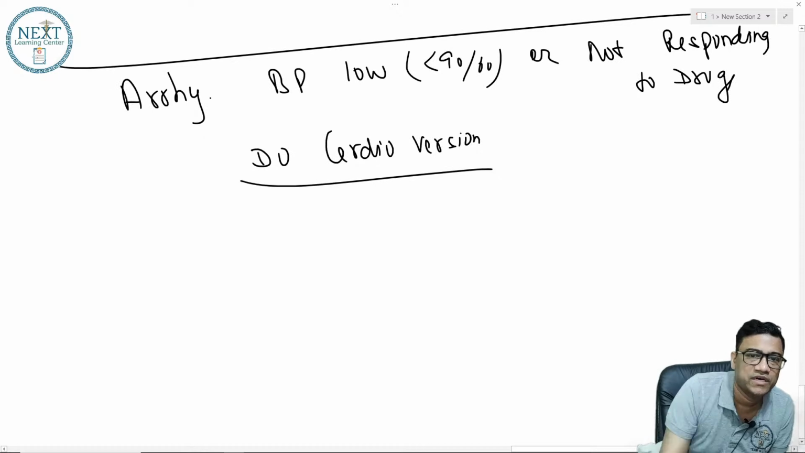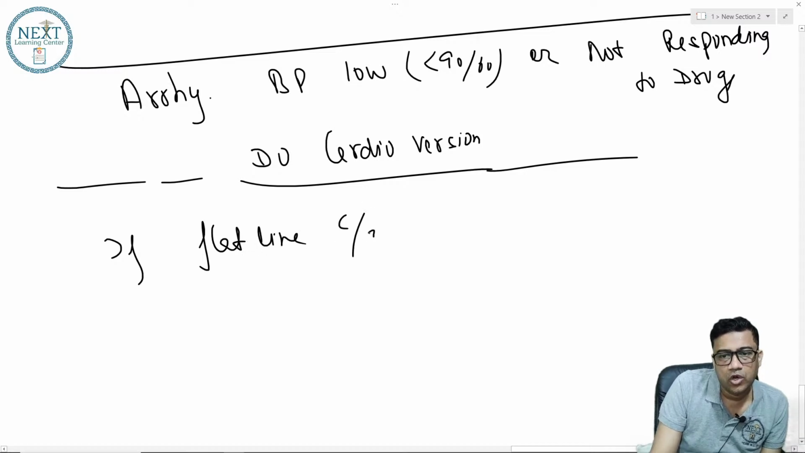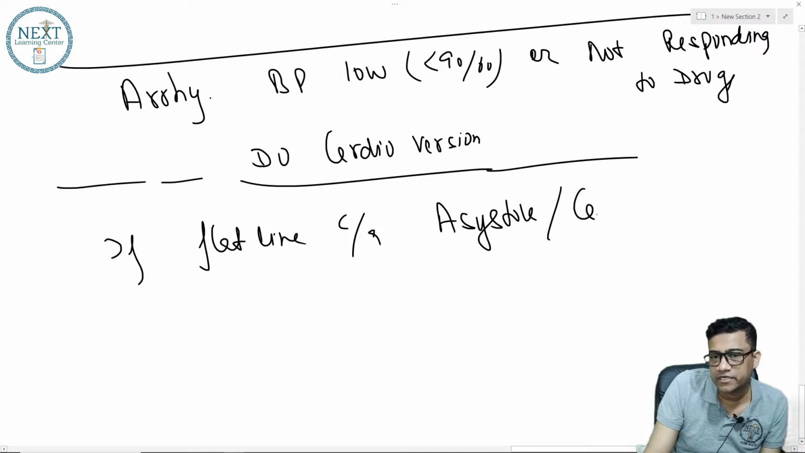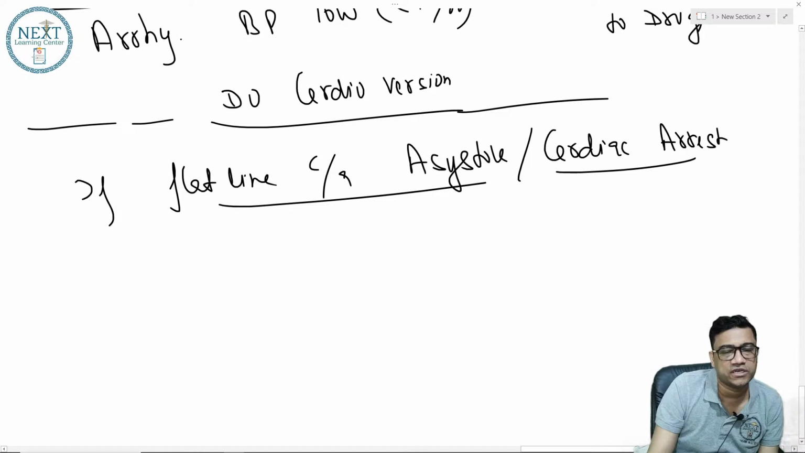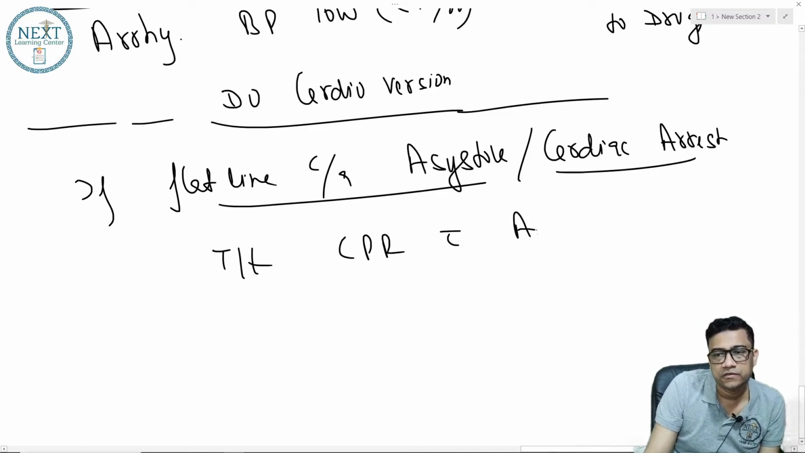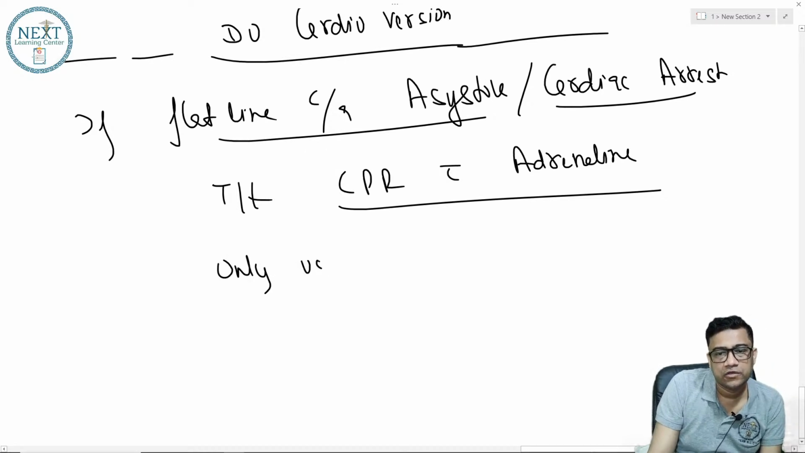Now one more thing. If flat line, called asystole, that is cardiac arrest. Then we don't use any current, no defib, no DC current. Treatment is CPR with adrenaline. Are you clear? Okay.